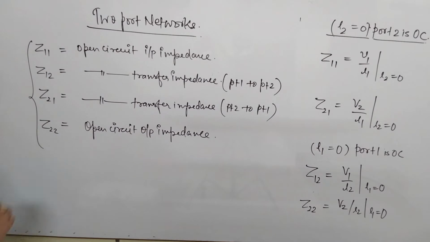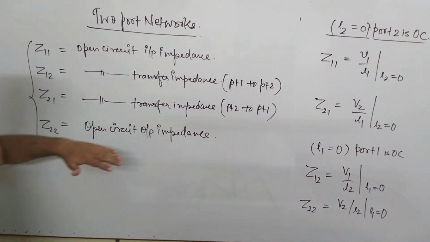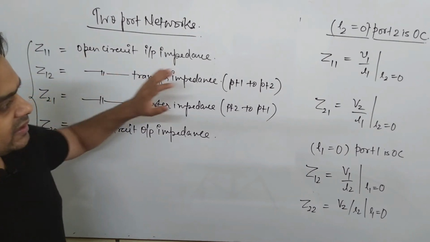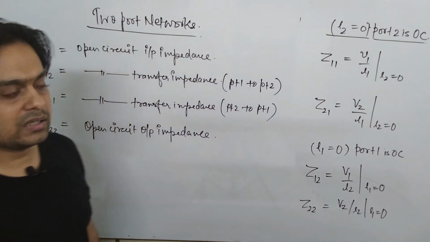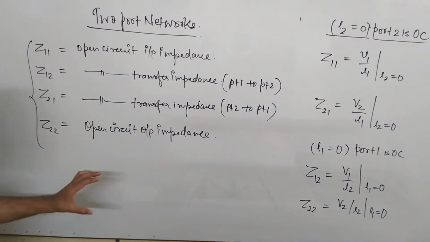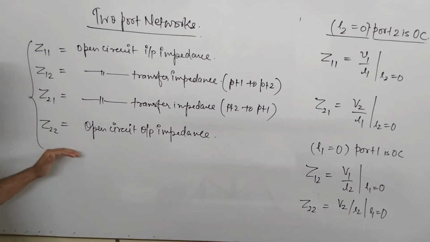So we have seen all the four different types of impedance with their names. First one is known as open circuit input impedance. Then open circuit transfer impedance, again open circuit transfer impedance, and open circuit output impedance. We are considering open circuit because in both conditions either I1 is 0 or I2 is 0, so current is 0. It means that particular terminal is open circuit in nature. So this is all about the two-port network with their nomenclatures.